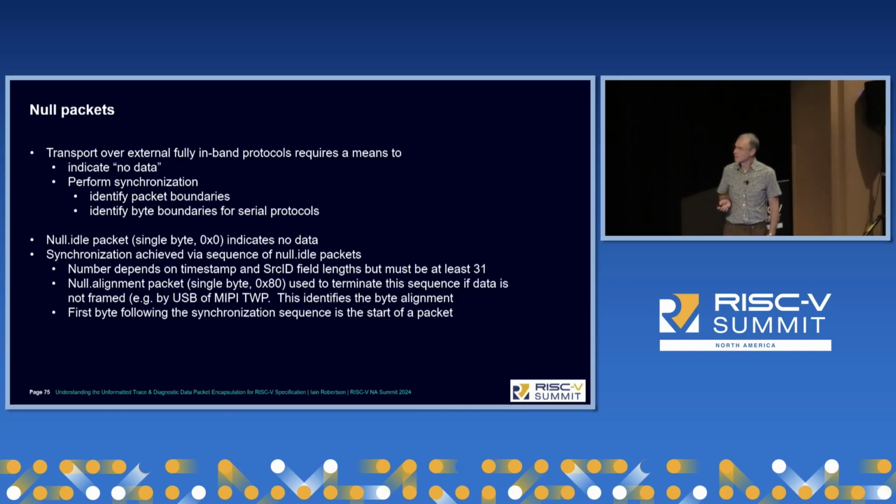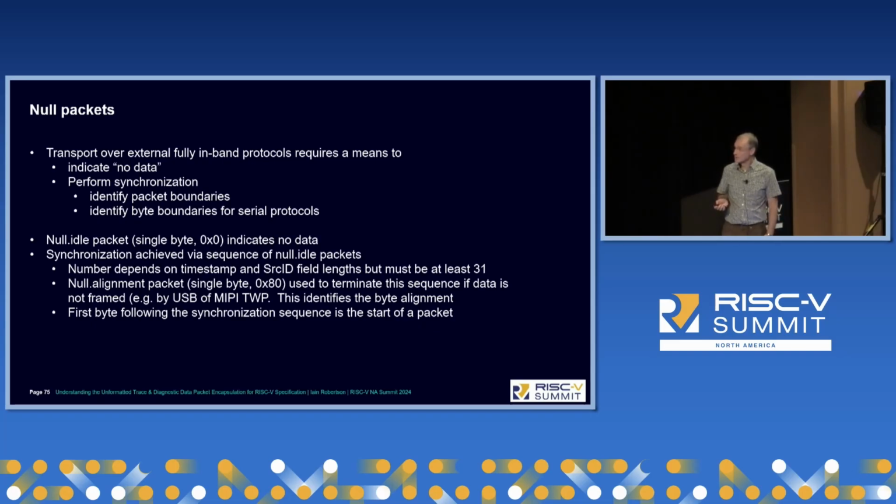And if it's a serial protocol where you don't know where the byte boundaries are, then there's also a null.alignment packet, which is another single byte. This time the MSB is a 1. In this case, that's used to terminate the idle sequence. And that means the first bit after this 1 is the beginning of a packet.